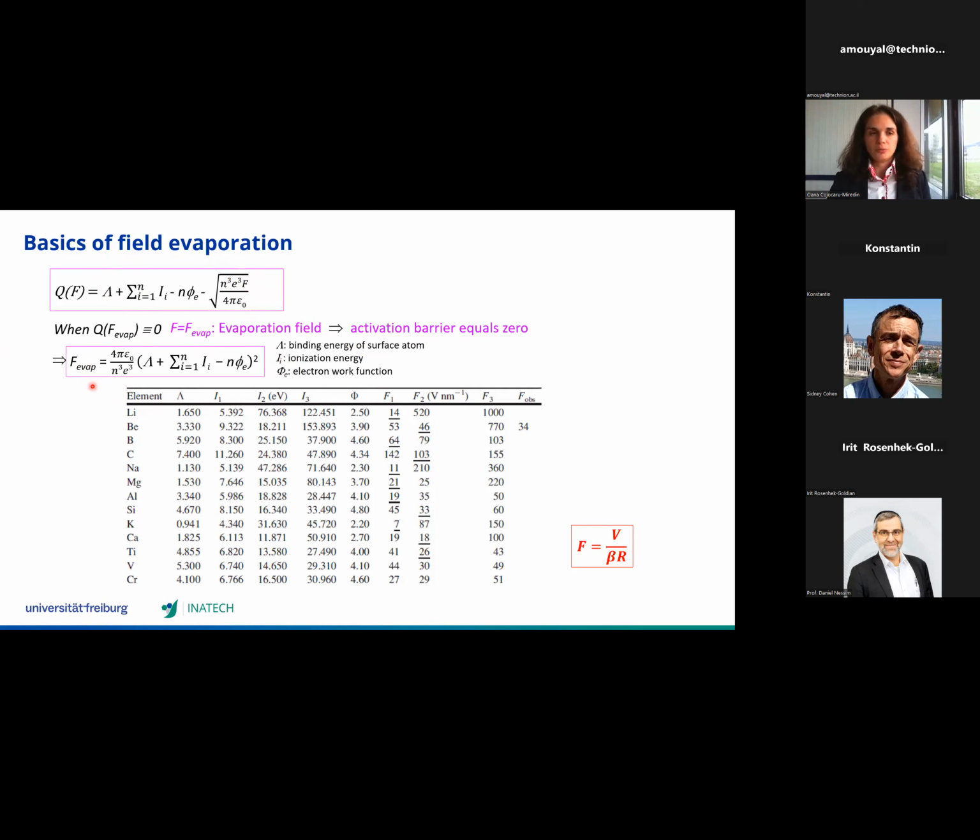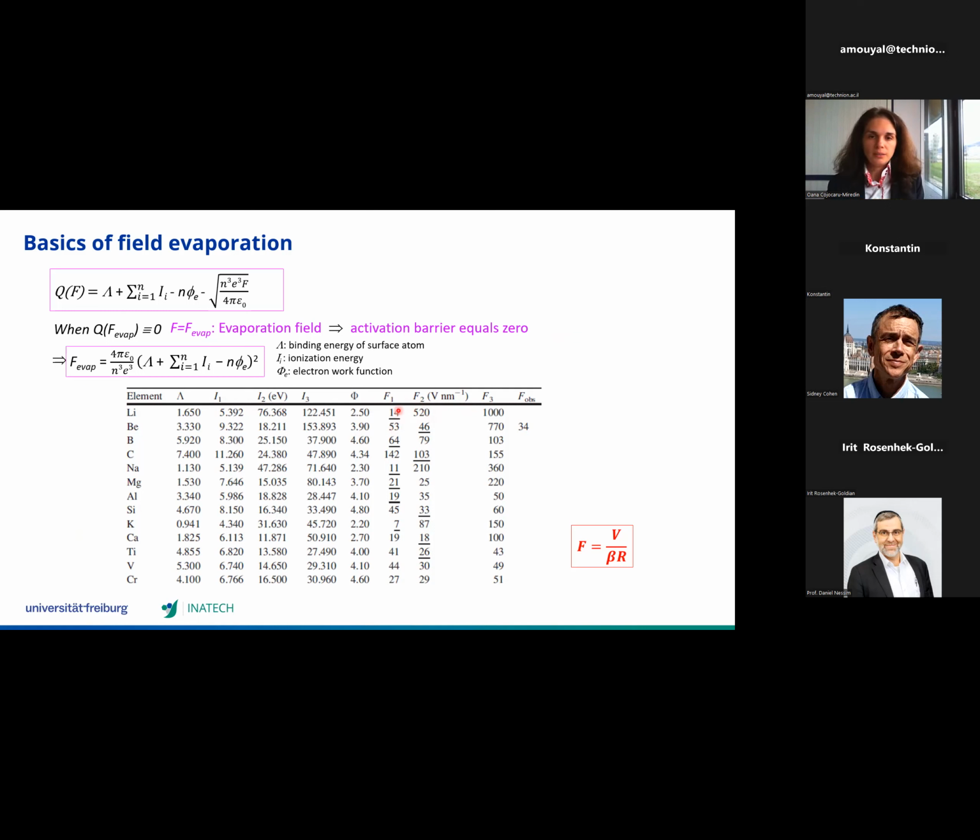By calculation, and this was done long ago in science, the evaporation field could be determined for different elements. What we see here is F1, F2, and F3. So what does it mean? We have the evaporation field for a single charge ion, the evaporation field for a double charge ion, and the evaporation field for a triple charge ion.